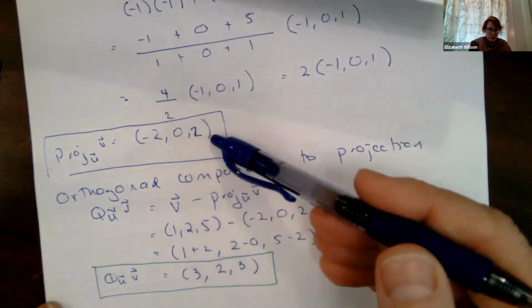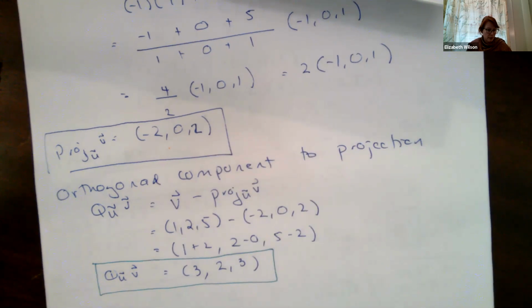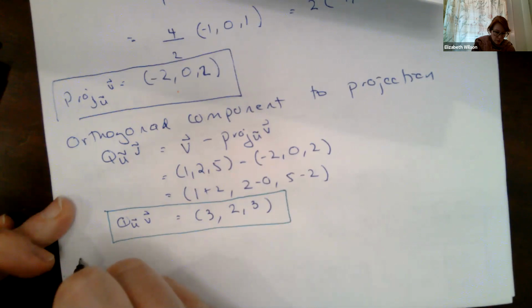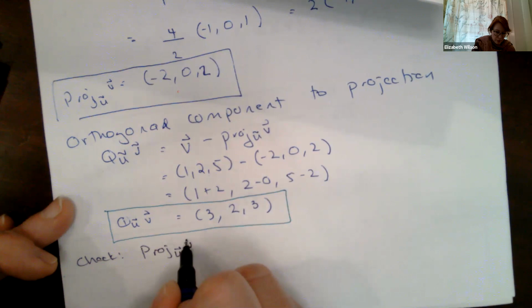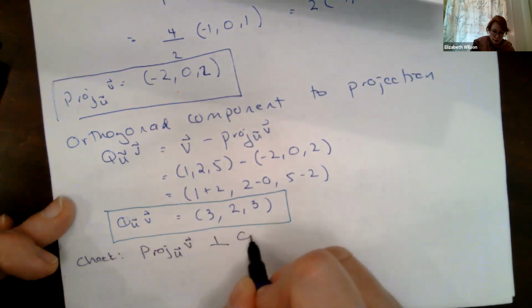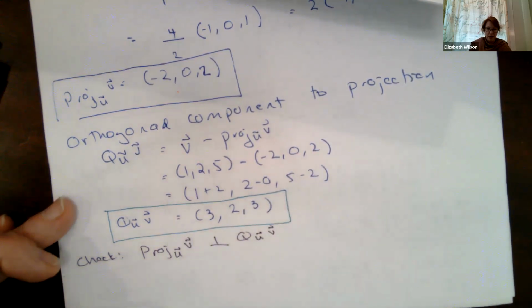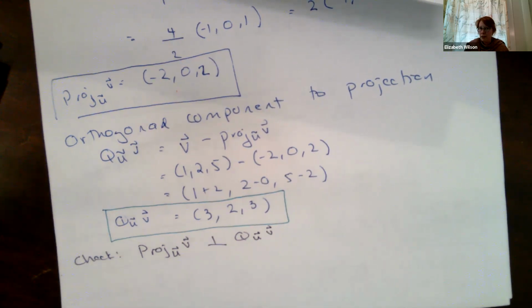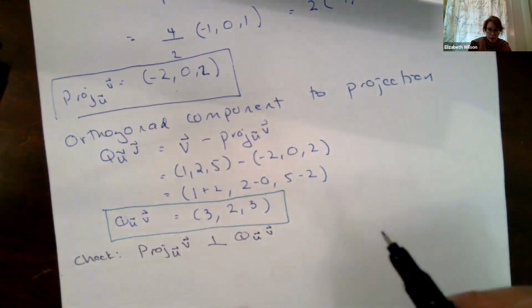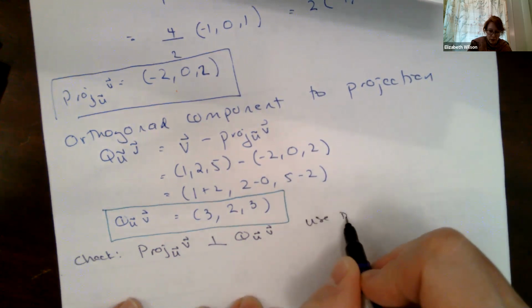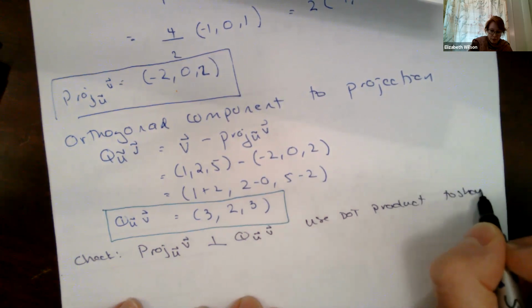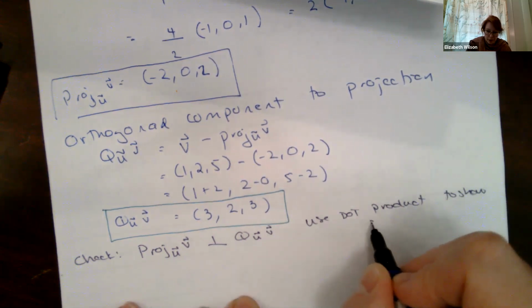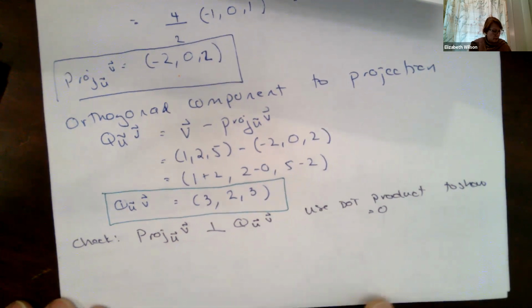Now, these two should be orthogonal to each other. That's what we claimed before. So this is just our check. We said that the projection of v onto u should be orthogonal to our orthogonal component, so I can use my dot product to confirm that these two are orthogonal to each other. If these two are orthogonal, the dot product should be equal to 0. So let's go ahead and try that.